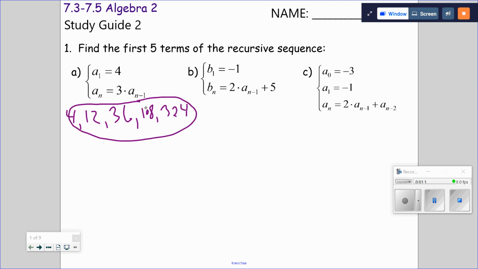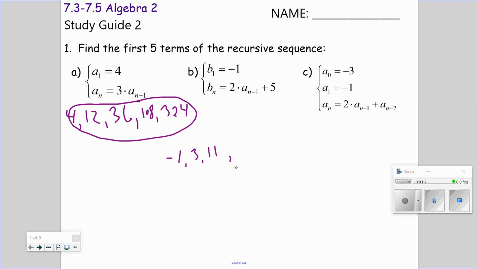All right, 1B. I could click -1, enter to get rolling, then 2 times the answer key plus 5. So -1 was first, then 3, enter 11, enter 27, enter 59. Is that my 5th term? I think so. Yep.